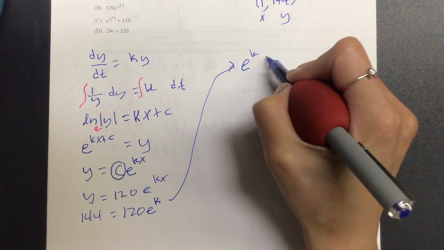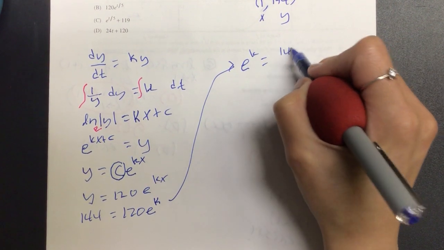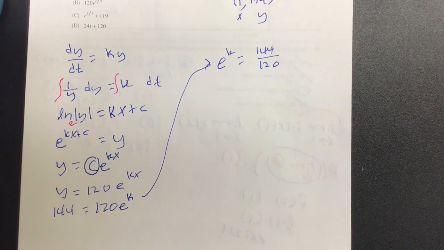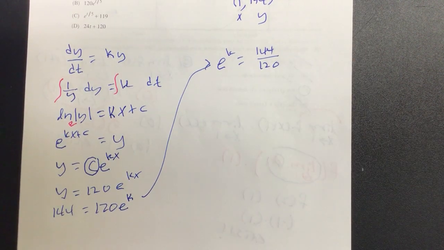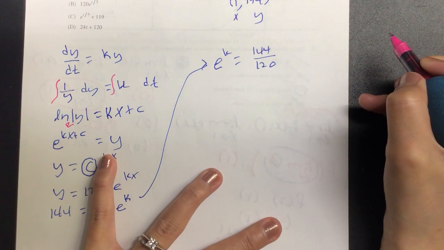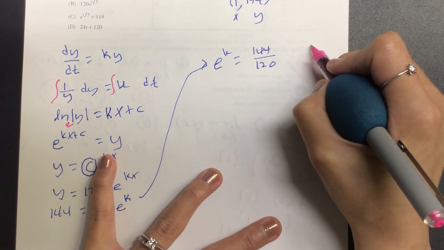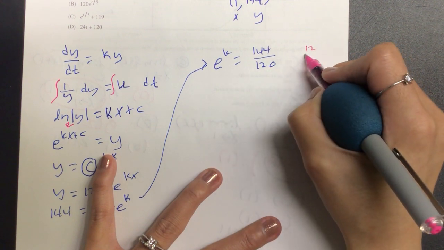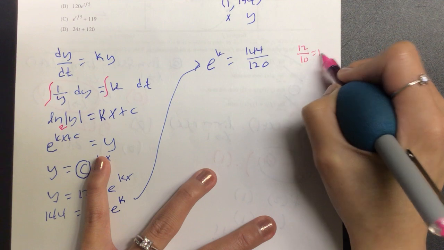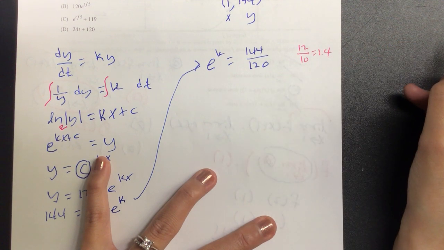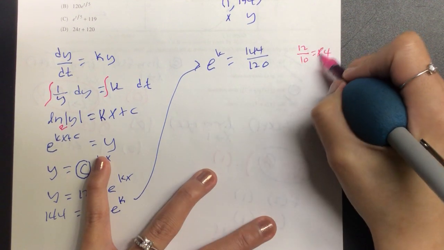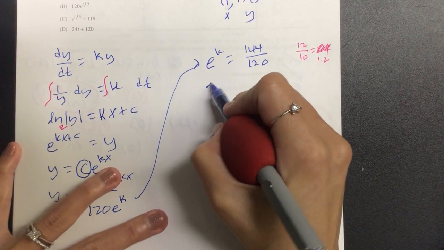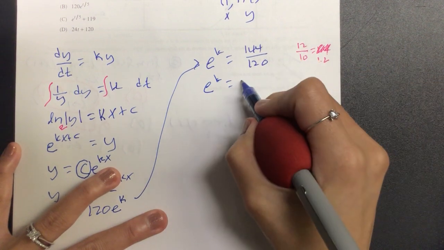So e to the power of k is equal to 144 divided by 120. And I want to make this even smaller. What is 144 and 120 both divisible by? So 144 divided by 12 is 12, and 120 divided by 12 is 10. So it's about 1.4-ish. Well, not 1.4. Someone correct me. 1.2. Silly me. So I'm going to write e to the power of k is equal to about 1.2.